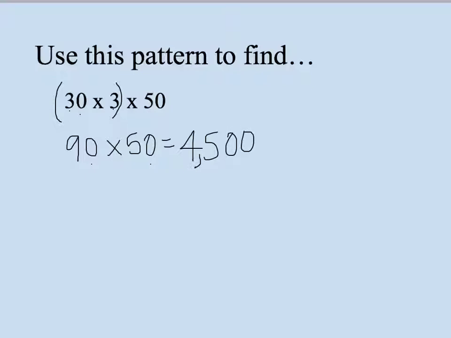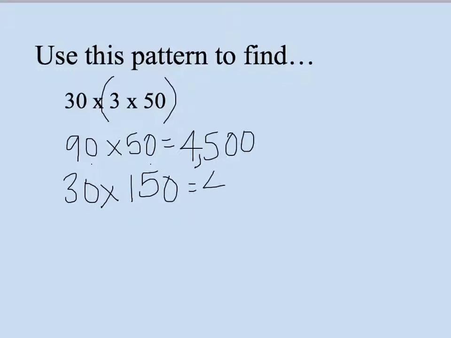However, you could also group these numbers a little bit differently. Instead of grouping the 30 and the 3, you could group the 3 and the 50, where you're going to get 30 times the product of 3 times 50, which is 150. 3 times 15 is 45. And again, you're going to add your 2 zeros. So you're going to get the same product no matter how you group those numbers.